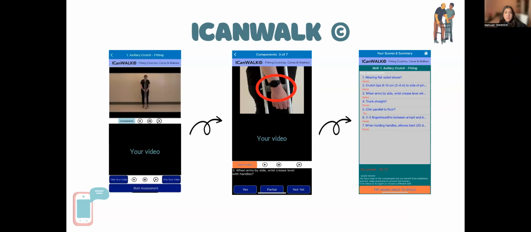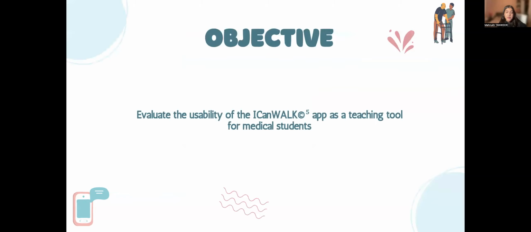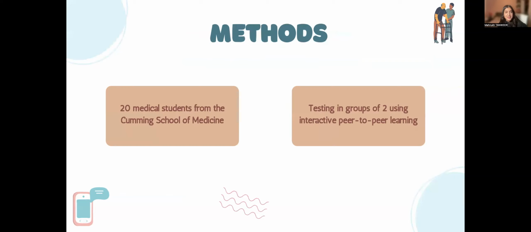At the end, participants are given a summary assessment score with all the different questions relating to proper fitting and all their answers, and a final score for them to identify any areas that they might want to improve upon and areas that they might be doing really well in. So the objective of my project was to evaluate the usability of the I Can Walk app as a teaching tool for medical students. We had 20 medical students from the Cummings School of Medicine participate, and they came in groups of 2 using the interactive peer-to-peer learning environment of the I Can Walk app.